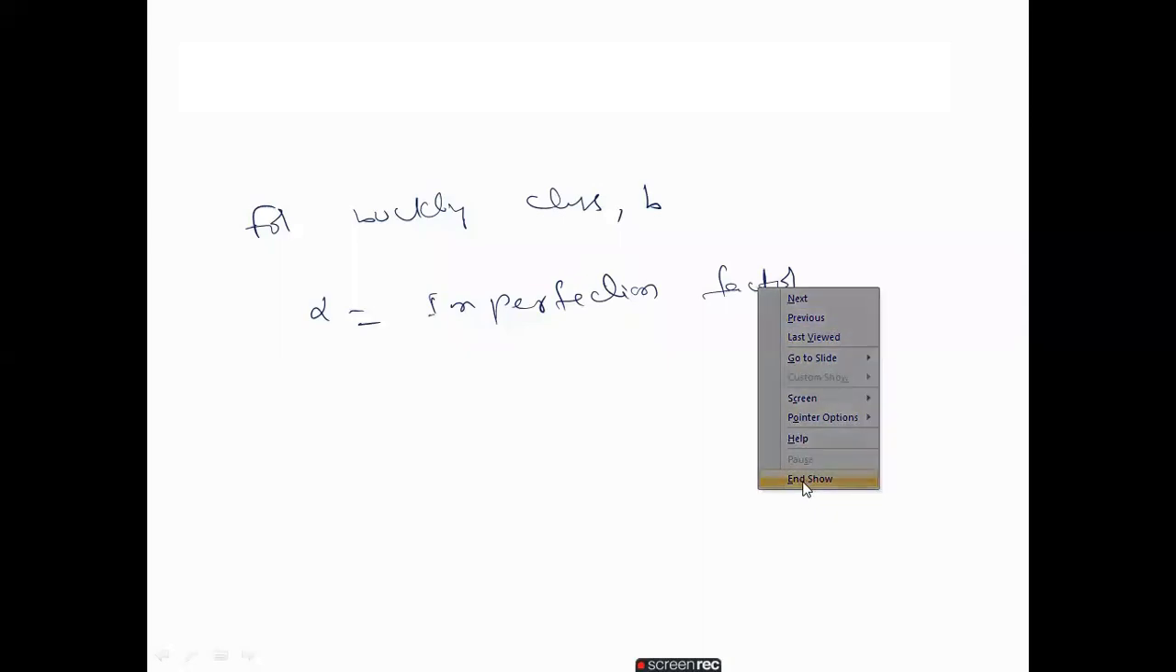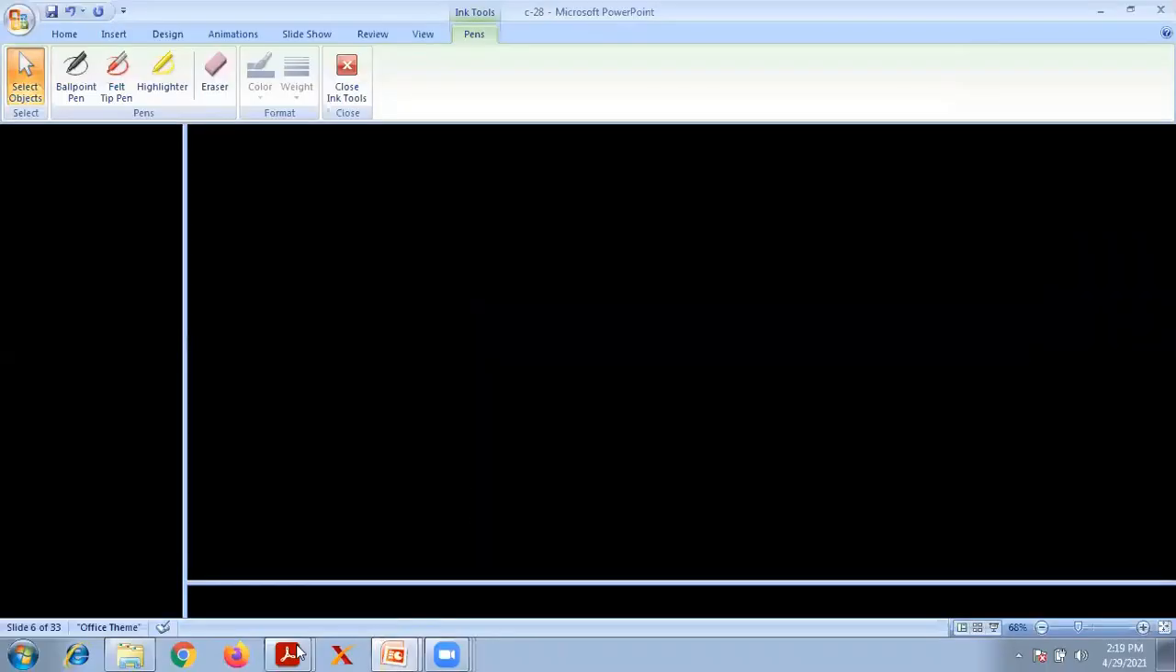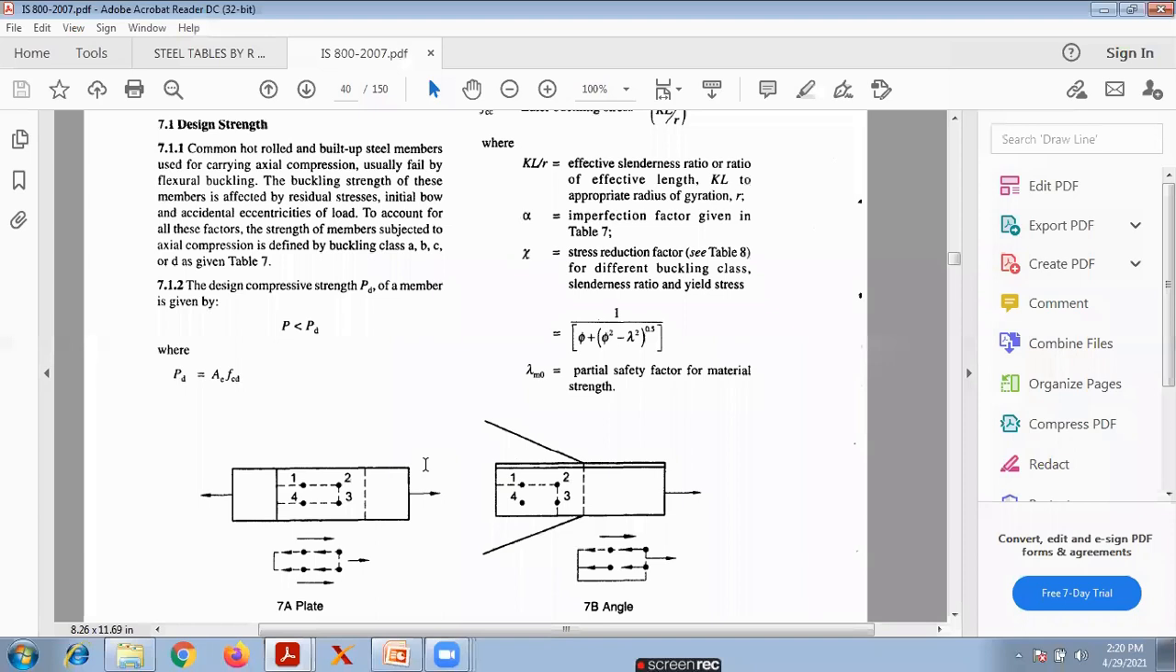Now for buckling class, we are taking the buckling class as B. So what about the alpha value? How will we take the alpha value? Alpha value is nothing but the imperfection factor. So I will open the IS 800 code book. Please go through this one.